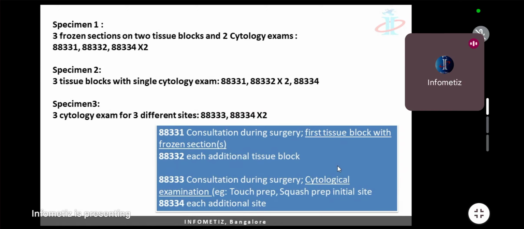For one specimen, you cannot code 88331 along with 88333. The first specimen you can see. The second specimen also you can see. We are not coding 88333. But in the third specimen, we have only cytological examination. Right? Good?